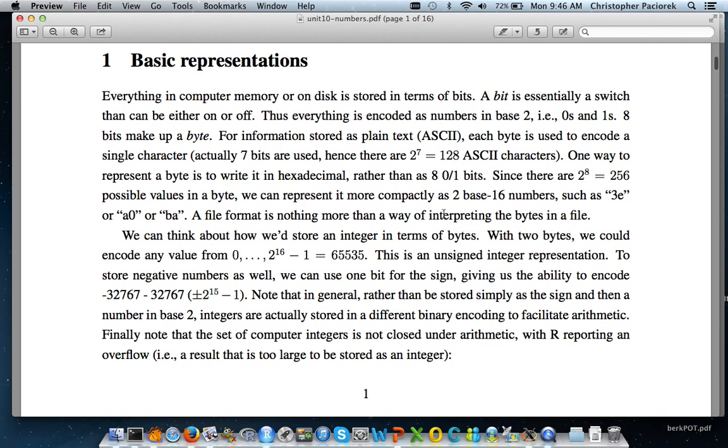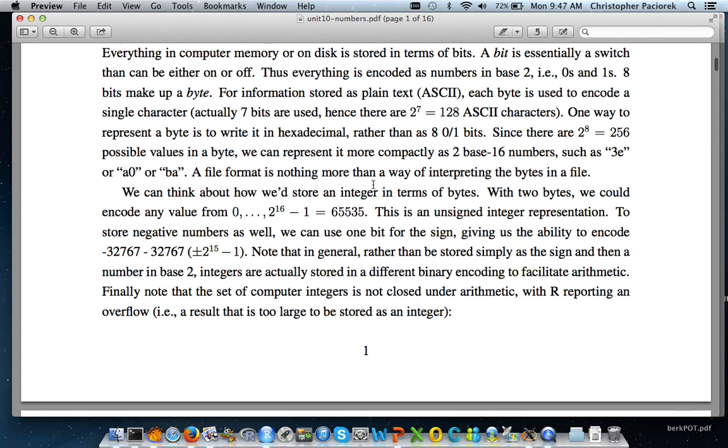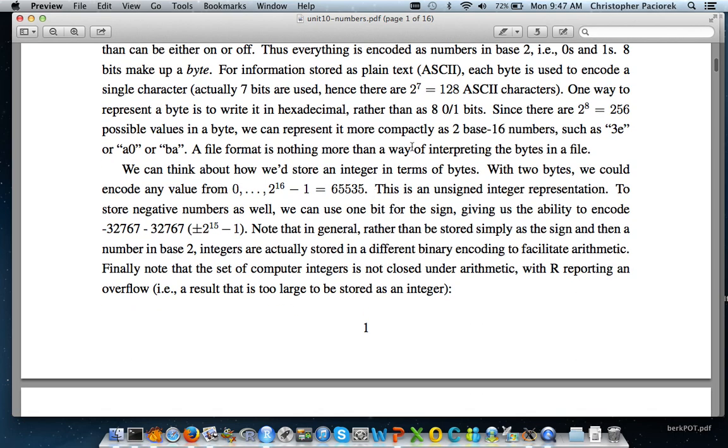Okay. So if you think about what a file format really is, it's basically a way of taking the bits and bytes sitting on the computer on disk and interpreting what those things actually mean in terms of human interpretation of those values. Okay, so questions at this point?